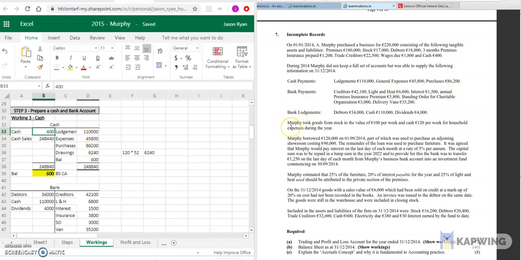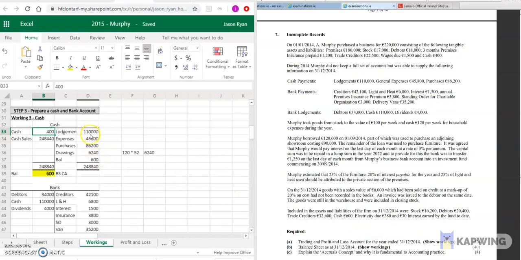Have a look to see if Murphy had taken anything for personal use. So he's taken stock of 100 per week and cash of 120 per week for household expenses during the year. So you're going to take 120, multiply by 52, and you're going to get 6,240. And that's going to go in there for your drawings figure. And then have a look then for any closing cash, and that will be given in your figures at the end. So we see here we've got cash of 600. So our closing balance for cash will be 600.